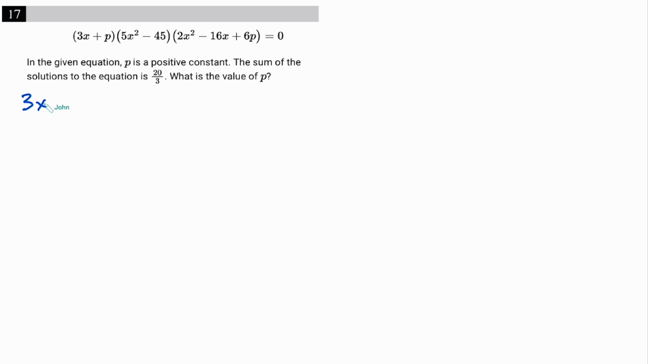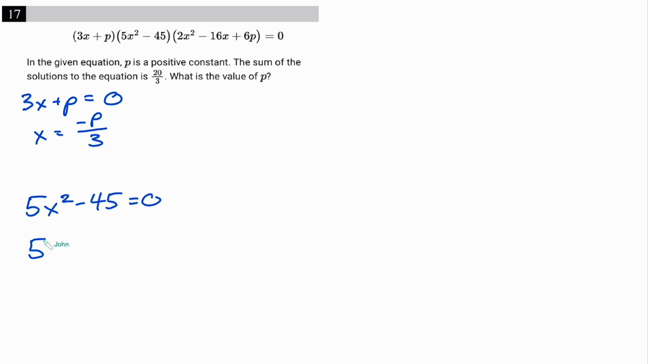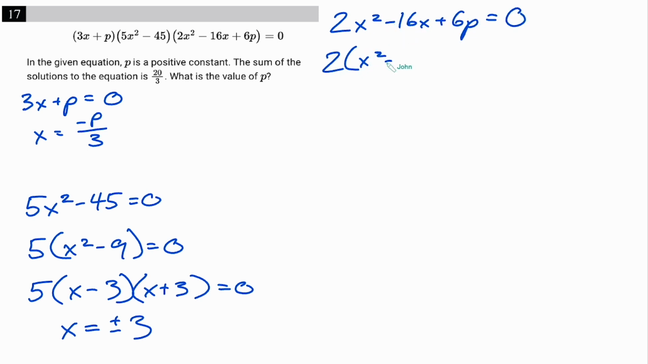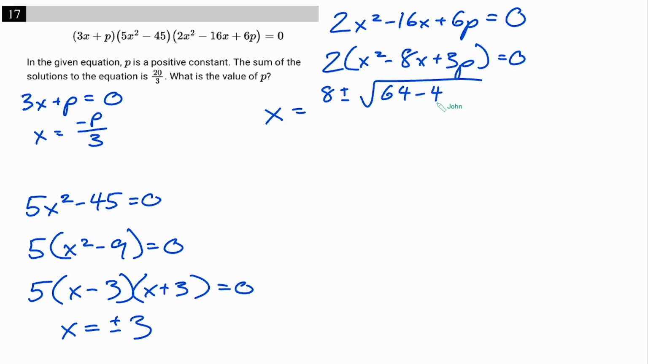The first parentheses will generate one solution. 3x plus p is equal to 0, so x is equal to negative p over 3, 1 down. Next, 5x squared minus 45 is equal to 0. We'll pull out the 5, split up the difference of squares, and we get that x is 3 and negative 3. Finally, 2x squared minus 16x plus 6p is 0. We pull out the 2, and we can't factor this because of that p, so let's toss it in the quadratic formula. Ugly as this looks, good things happen when we add the solutions of the quadratic formula, so stay with me.